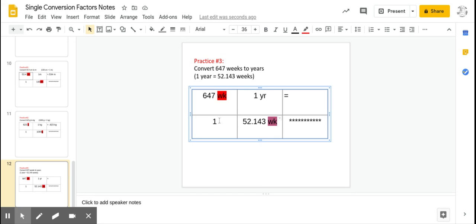Top times down divide. Look at the ones. I don't need to use those. I'm going to take 647 down divide by 52.143. I put that into my handheld calculator here, and I got 12.4, and the label there is going to be years. That's the only label left.